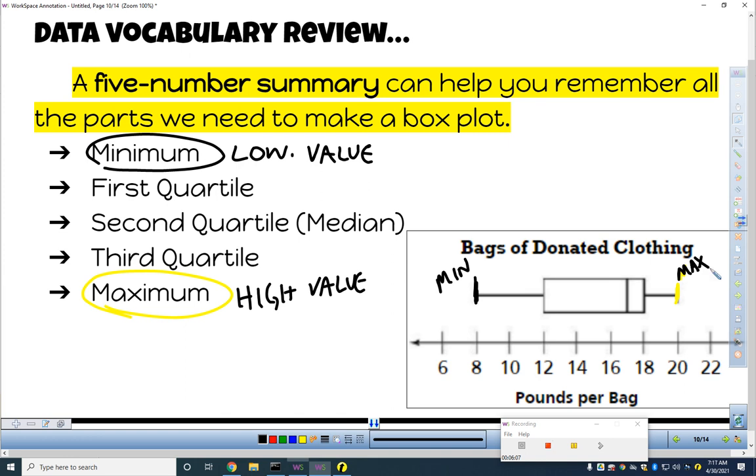Who remembers using the high value and the low value? What other statistic can you measure? If you said range, you were absolutely correct. The second quartile, or the median, that's your 50% mark. So half of the data will be higher than that, half of the data will be lower than that.